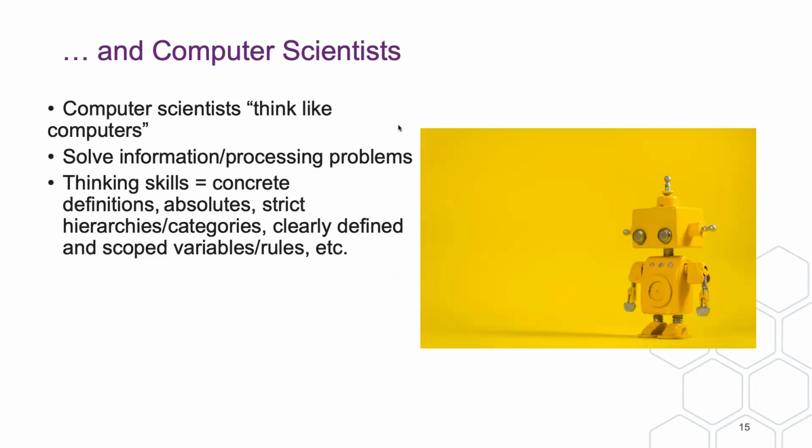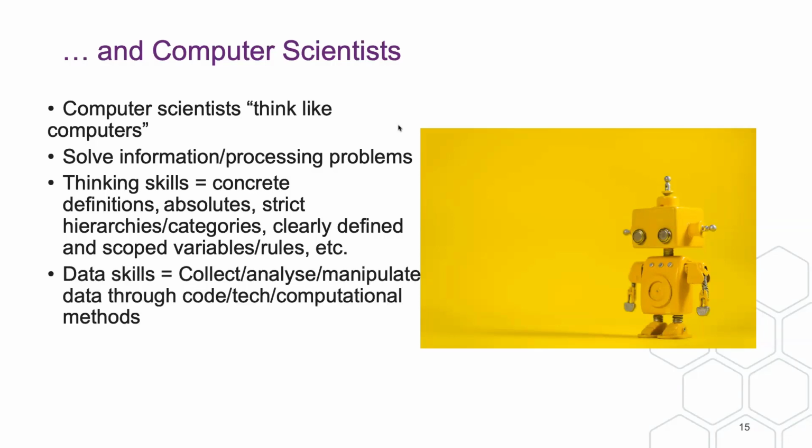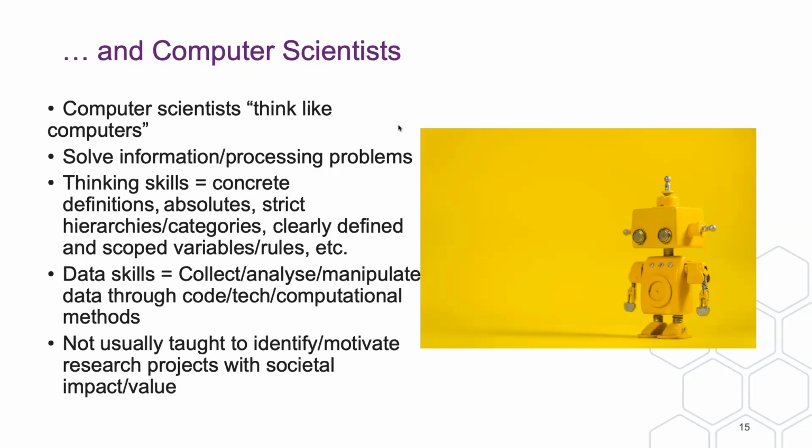They think in terms of strict hierarchies and categories, and clearly defined and scoped variables and rules. And in terms of data skills, computer scientists collect, analyze, and manipulate data through programming scripts, computational methods, and technological tools. But unlike social scientists, they might not be as familiar with identifying or motivating research projects on the basis of societal impact or value.